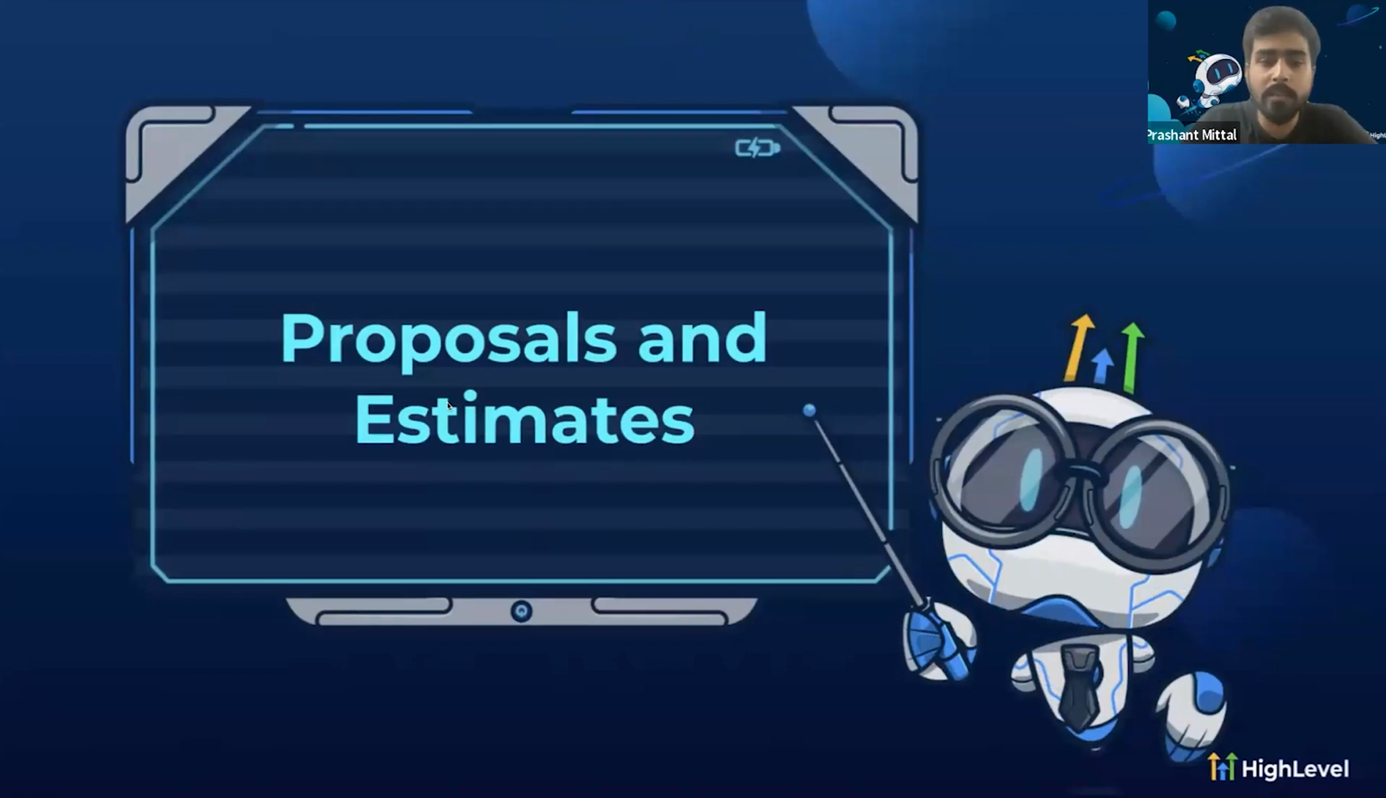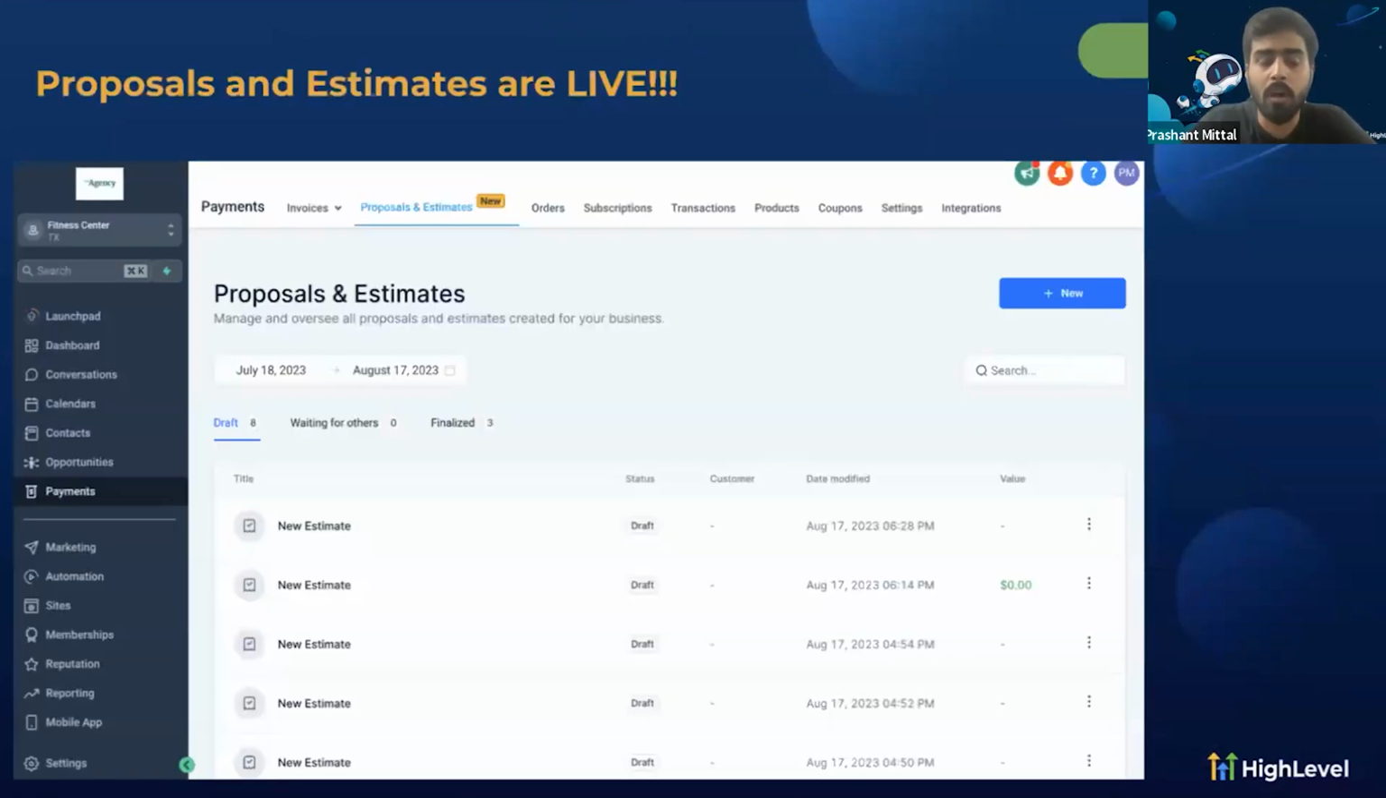So first up, proposals and estimates. For those who are not aware of this, proposals and estimates are live for everyone. This is available under the payments menu. So we have the functionality to create a proposal or an estimate. You can add elements like text, images, products list, or a signature element.